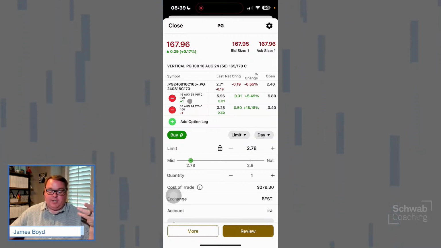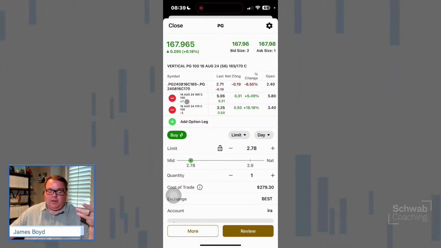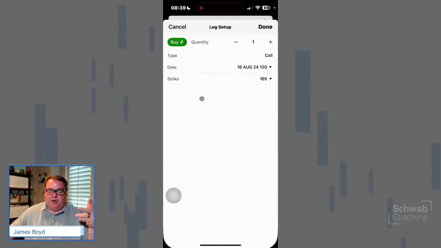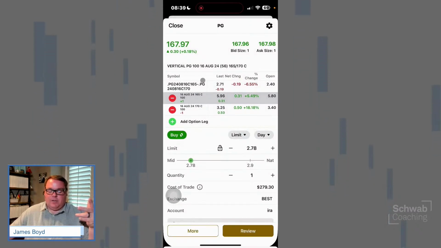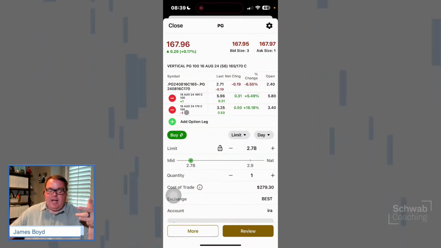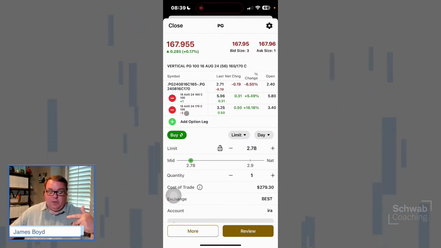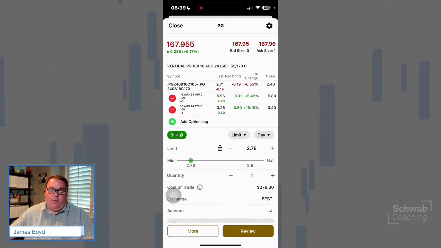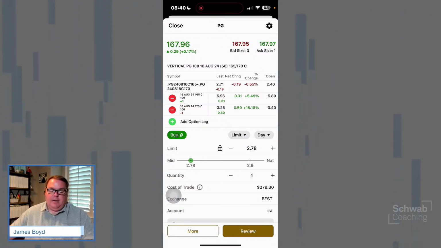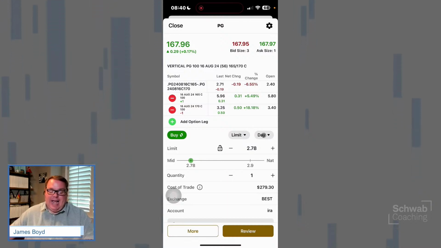What we really want to see is, what is this position? It says +1. We're buying the 165 call, okay? Second, how do we know we're buying or selling? Well, if it says -1, we're selling the 170, and there you go. Now, what you're going to notice is the overall, it's a debit spread, meaning that the investor is paying for it, okay? Buy, limit, day, and we have it at the mid price.